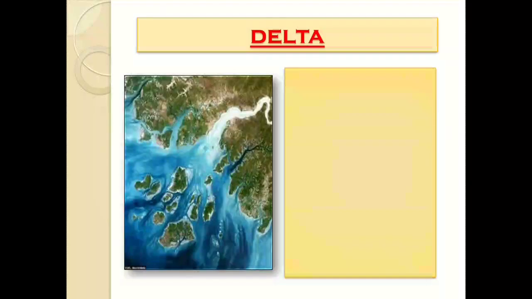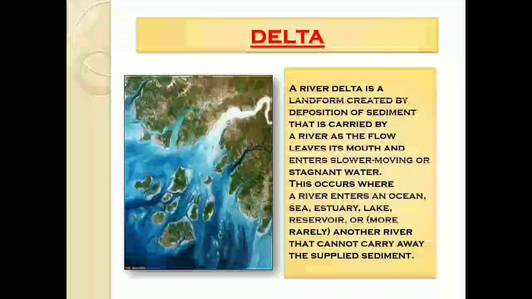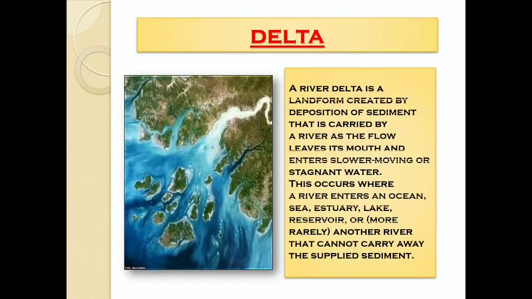Next is delta. You can see a picture of delta. A river delta is a landform created by deposition of sediment that is carried by a river as the flow leaves its mouth and enters slower moving or stagnant water. This occurs where a river enters an ocean, sea, estuary, lake, reservoir or, more rarely, another river that cannot carry away the supplied sediment.